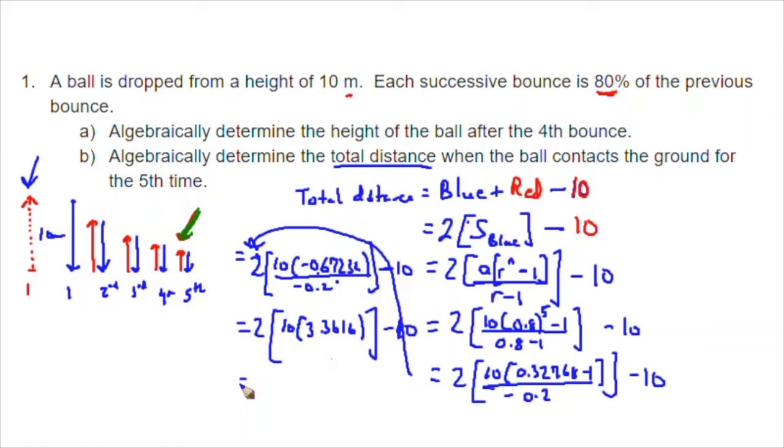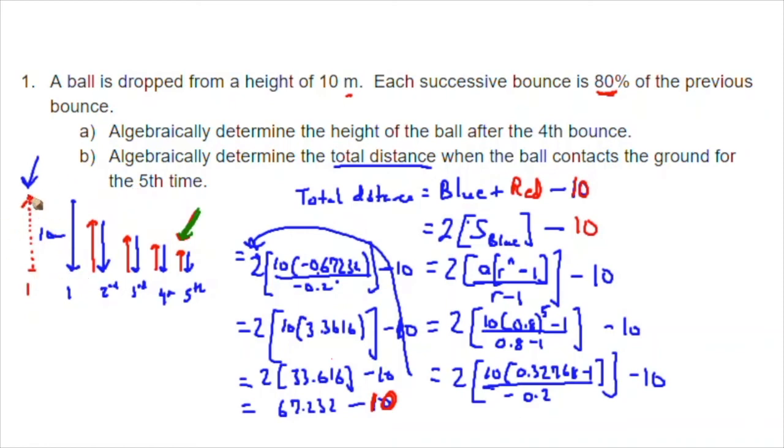This is 2 times 10 times 3.3616, so we have 33.616. Of course, this is going to be minus 10. So 2 times 33.616 is 67.232. And we're going to subtract 10. And now I'm just going to make it a 10 so that we know why we're subtracting the 10. It's because we added this red phantom height to be a partner to this first blue, and then we could say that all of this, the sum of the series here of the blues doubled, is all of that together.